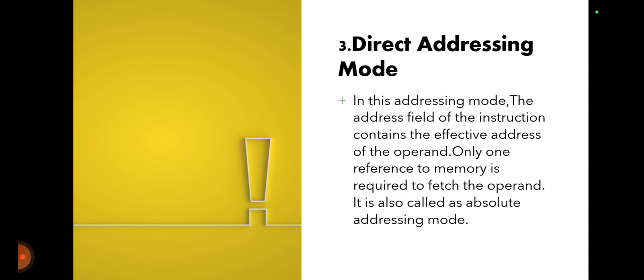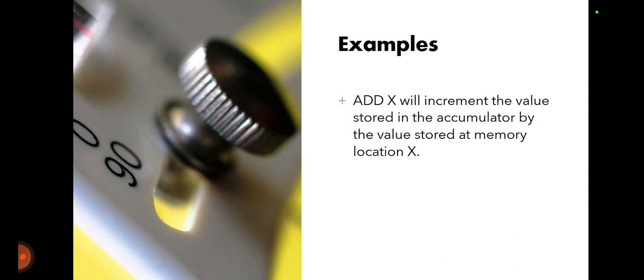Third one, direct addressing mode. In this addressing mode, the address field of the instruction contains the effective address of the operand, and only one reference to memory is required to fetch the operand. It is also called absolute addressing mode. Example, add x will increment the value stored in the accumulator by the value stored at memory location x.